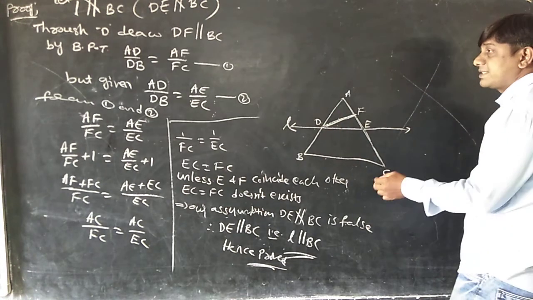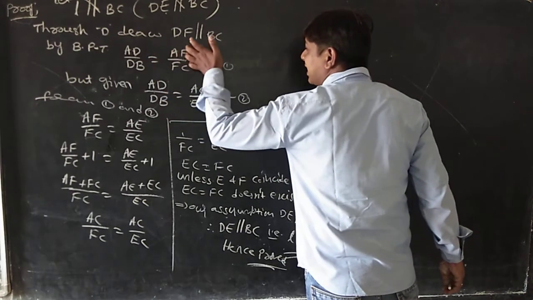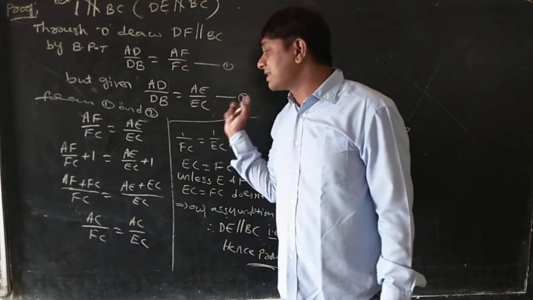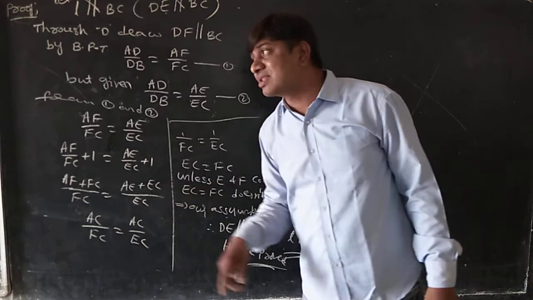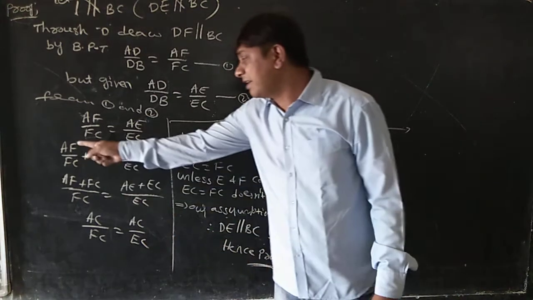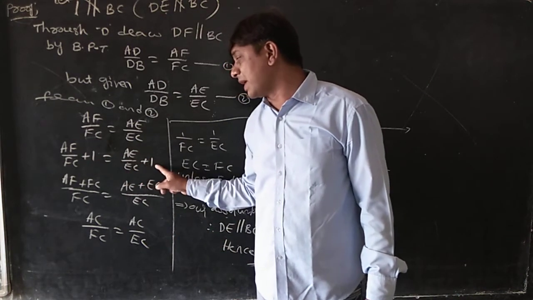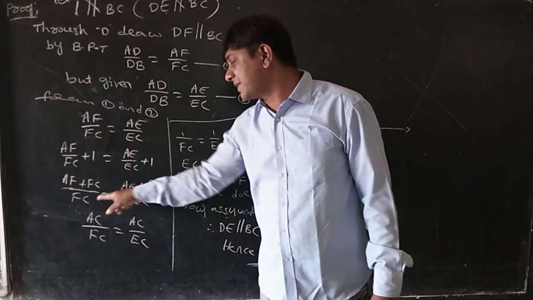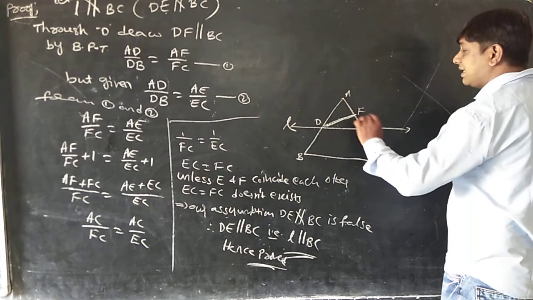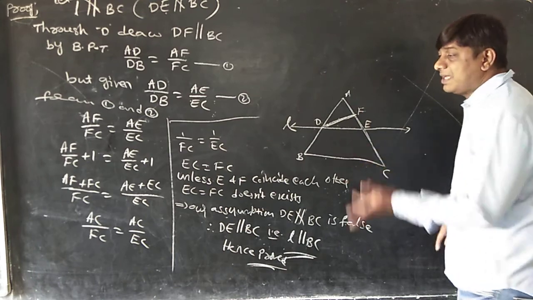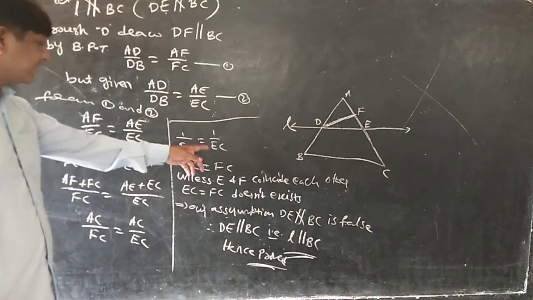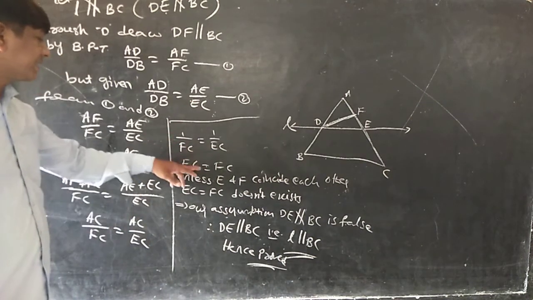From these two equations, AD by DB is common, that means AF by FC is equal to AE by EC. So the right hand sides are equal. Now I add one on both sides, which is componendo. AF by FC plus 1 is equal to AE by EC plus 1. Now AF plus FC by FC is equal to AE plus EC by EC by taking LCM. AF plus FC and AE plus EC are nothing but AC, so AC by FC is equal to AC by EC. AC cancels. 1 by FC is equal to 1 by EC. When you cross multiply, EC is equal to FC.